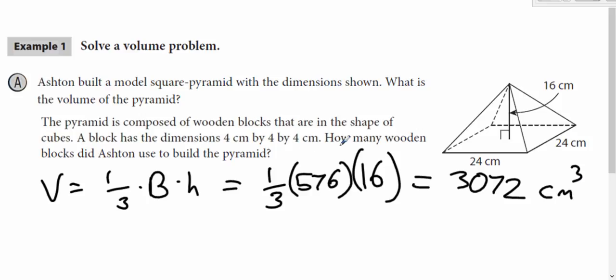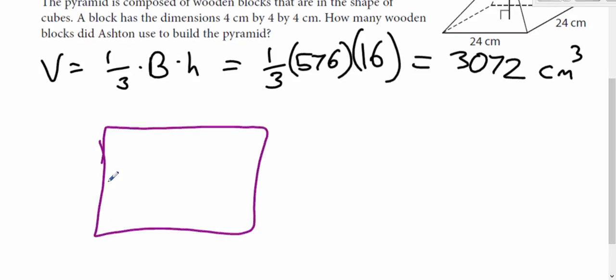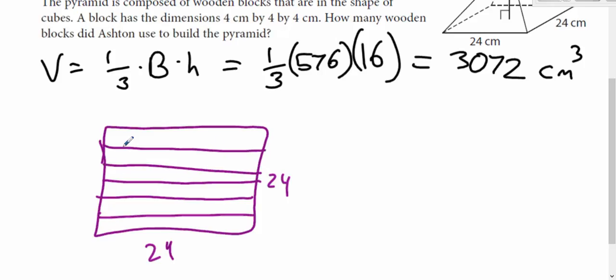Now the second question here is how many wooden blocks did Ashton use to build the pyramid? Well, if it's 4 by 4 by 4, just think about the bottom of the pyramid, which is 24 by 24. If you filled that up with blocks that are each 4 inches wide, it would take 6 blocks across and 6 blocks deep. So it'd be 6 rows of blocks and also 6 columns of blocks. That's how many blocks would fill up the bottom. So the base would have 36 blocks in it.